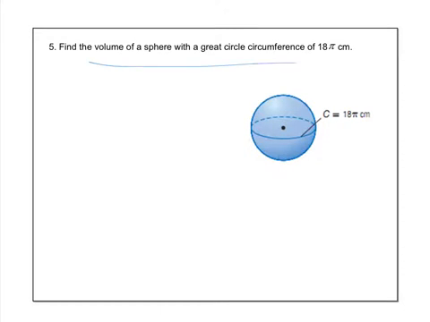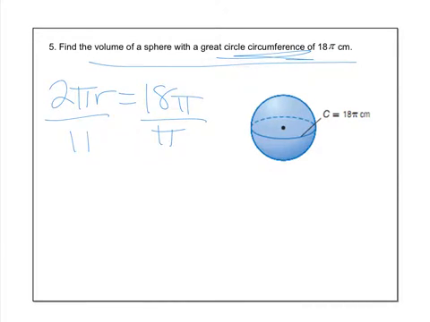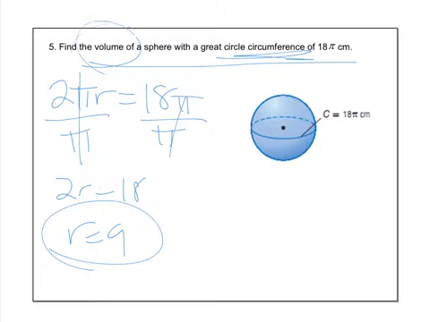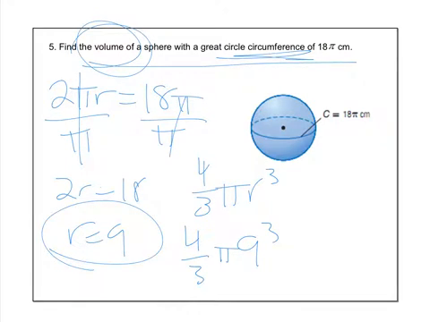So volume of a sphere with the great circle circumference. So again, 2 pi r is going to be equal to 18 pi. So kind of nice, the pi just goes away. So 2r equals 18. So my radius will equal 9. So volume, though, that is where 4/3 pi r cubed. So 4/3 pi 9 cubed. So 9 raised to the third power.